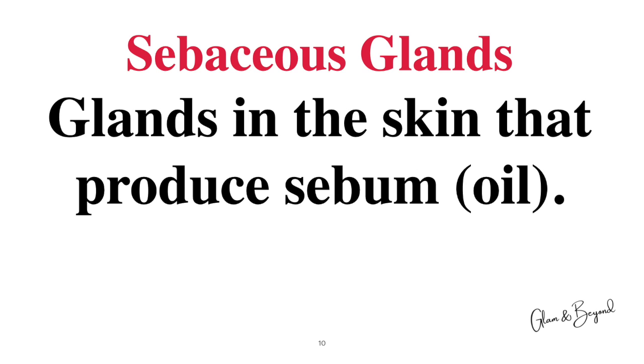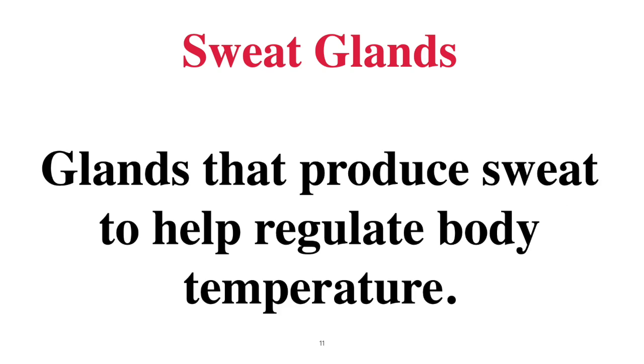Sebaceous glands are glands in the skin that produce sebum, which is oil. Sweat glands, glands that produce sweat to help regulate body temperature. And I want to remind you guys that there are two types of different sweat glands.